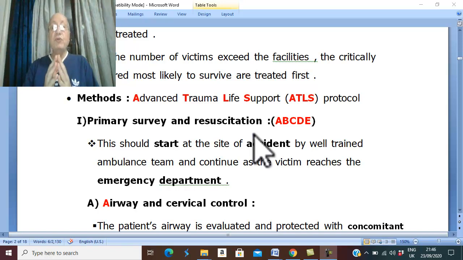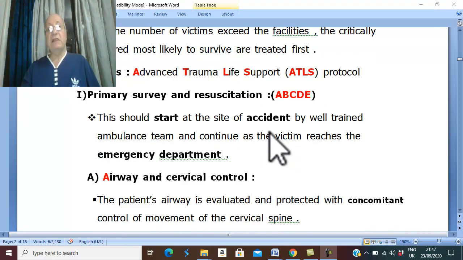First of all, we should notice that the primary survey and resuscitation should start at the site and at the time of the accident by a well-trained ambulance team. And this primary survey and resuscitation continue until the victim reaches the emergency department in the hospital.